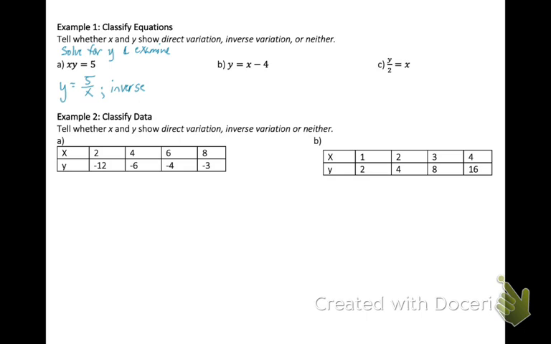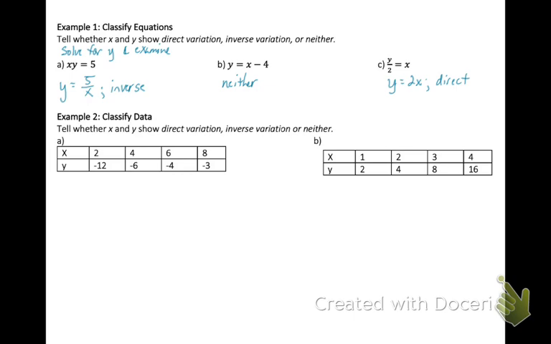Now for b, we get y equals x minus 4. That does not fit the pattern of inverse or direct variation. So that's a neither relationship. And then finally for c, let's multiply by 2 to solve for y. And so y equals 2 times x. This is a direct variation relationship. Notice that it's linear, and one variable will equal some multiplier times the other.